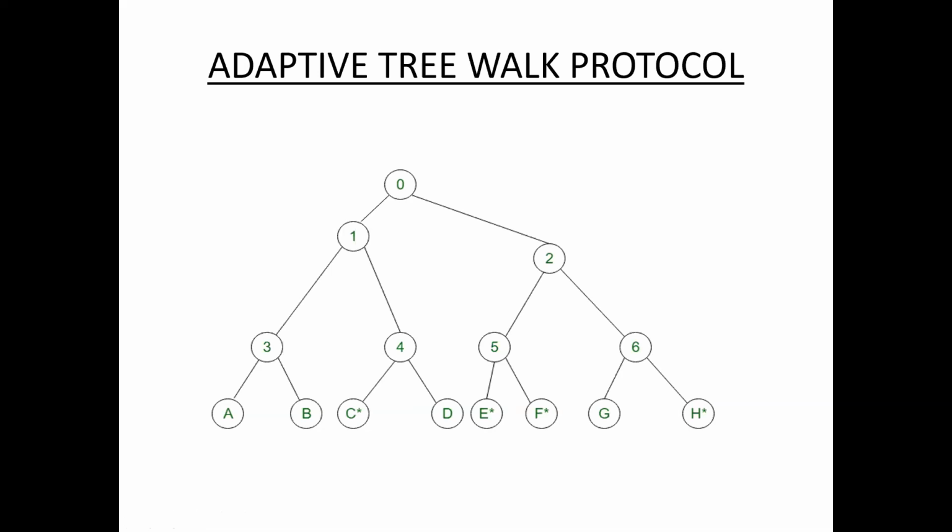This is about adaptive tree walk protocol. This adaptive tree walk protocol is a limited contention protocol. That means partitioning the group of stations and limiting the contention for each slot.